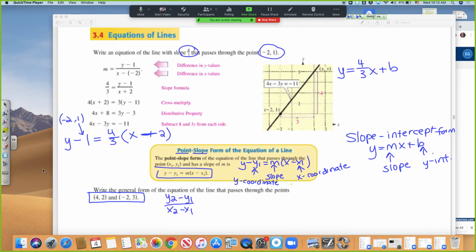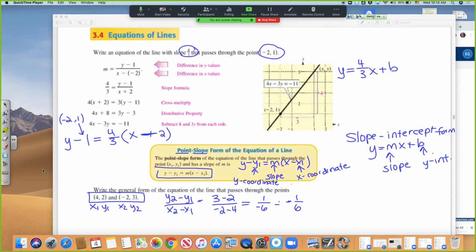So, if this is the first ordered pair, this is x1, this is y1, this is x2, this is y2. Using the formula y2 minus y1, this would be 3 minus 2 on the top. And then x2 minus x1, this would be -2 minus 4 on the bottom. When I go to simplify this, 3 minus 2 is 1. -2 minus 4 is going to be -6. So this slope is -1/6. Okay. So now we have the slope of the 2 points that are given.